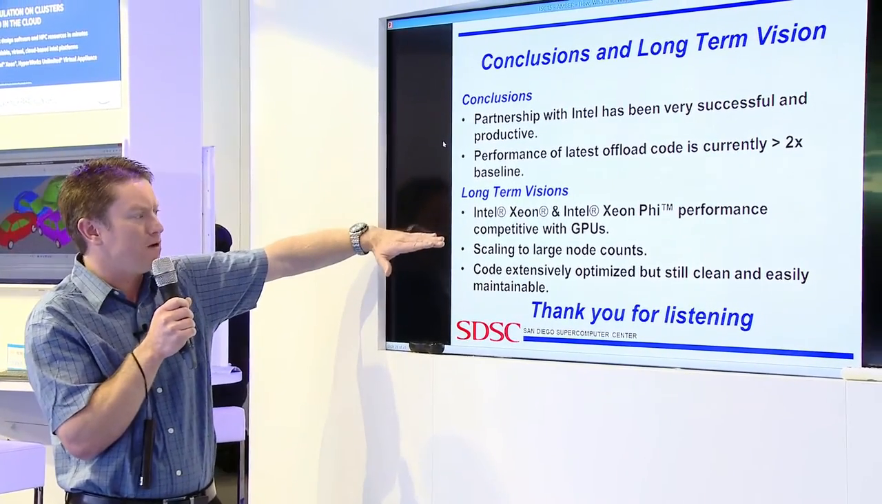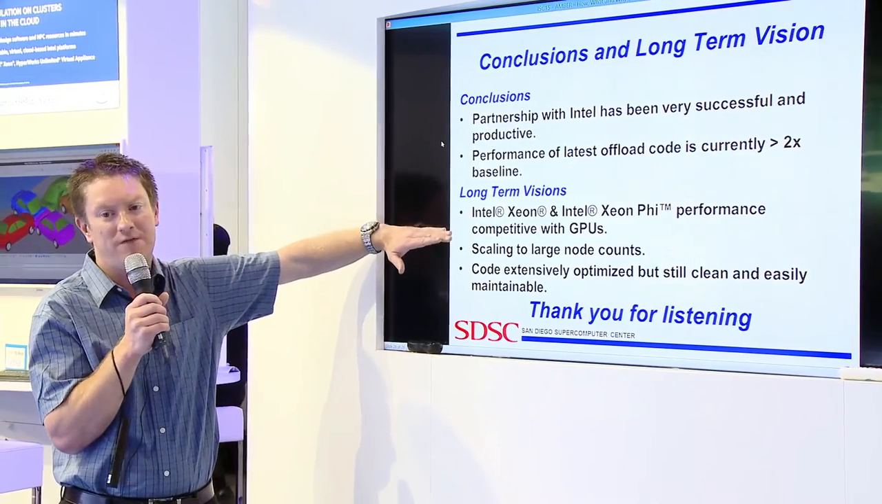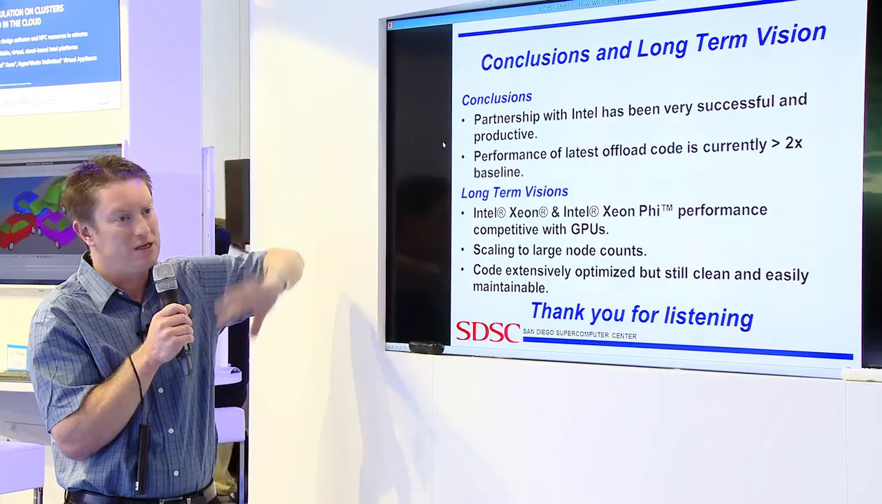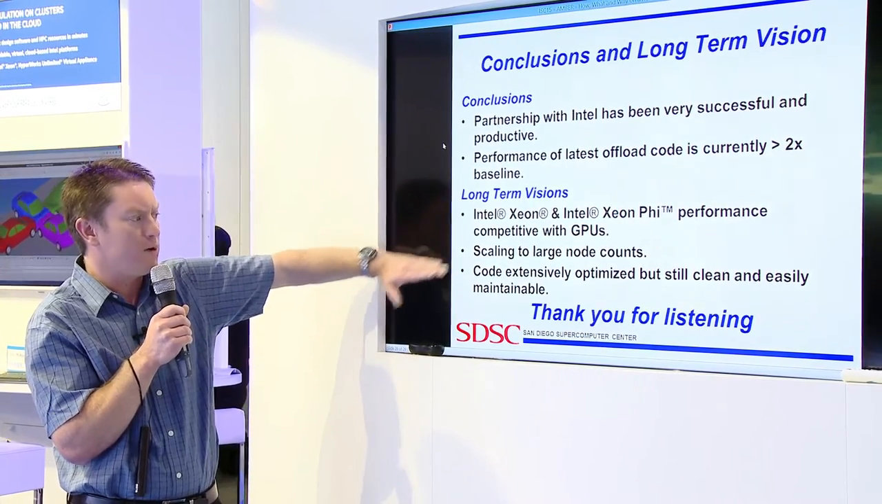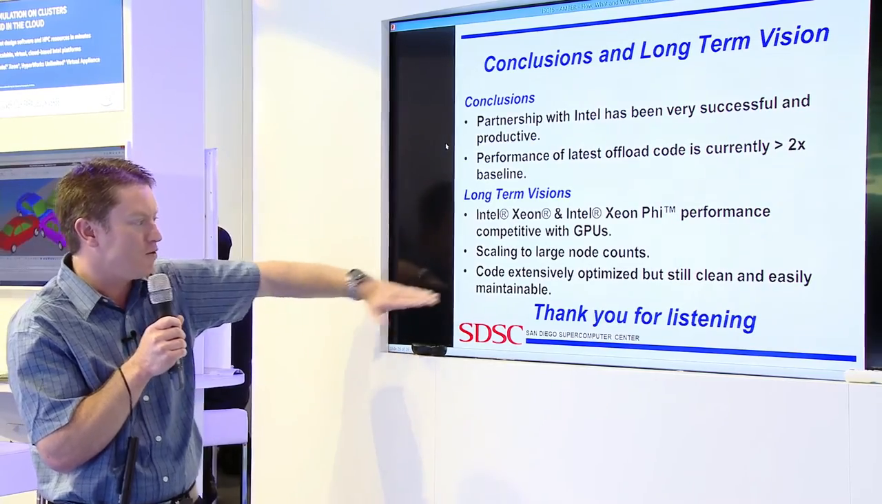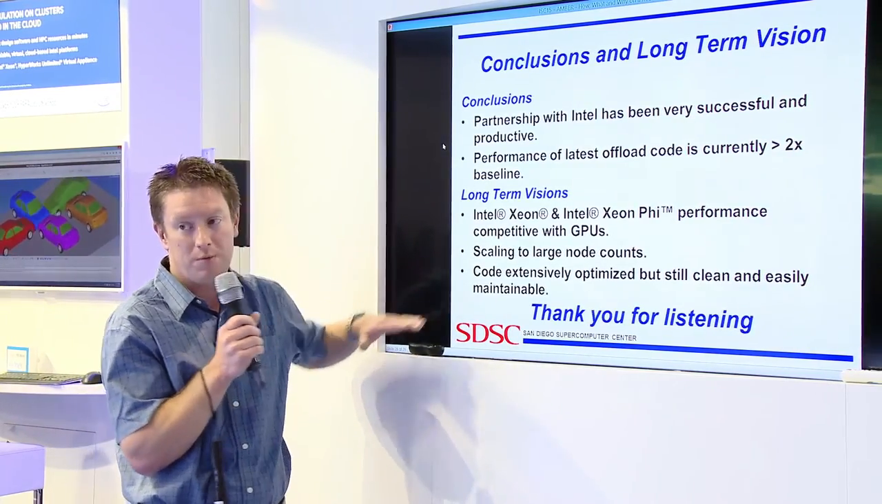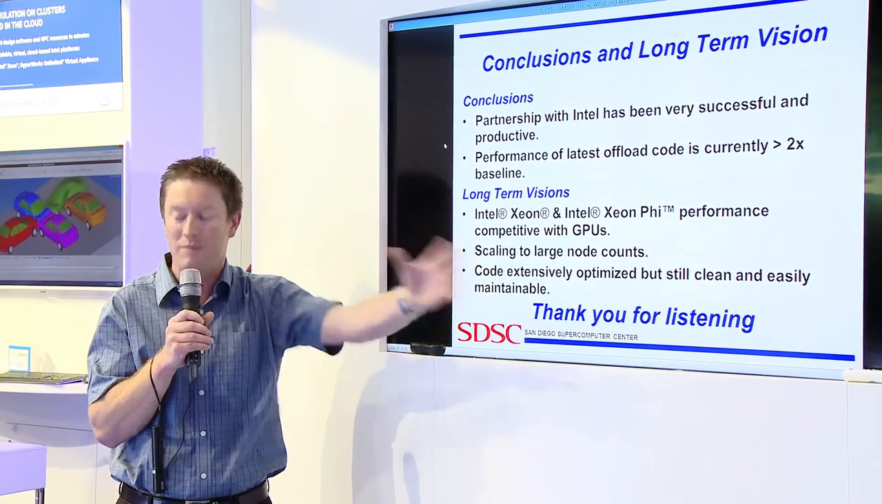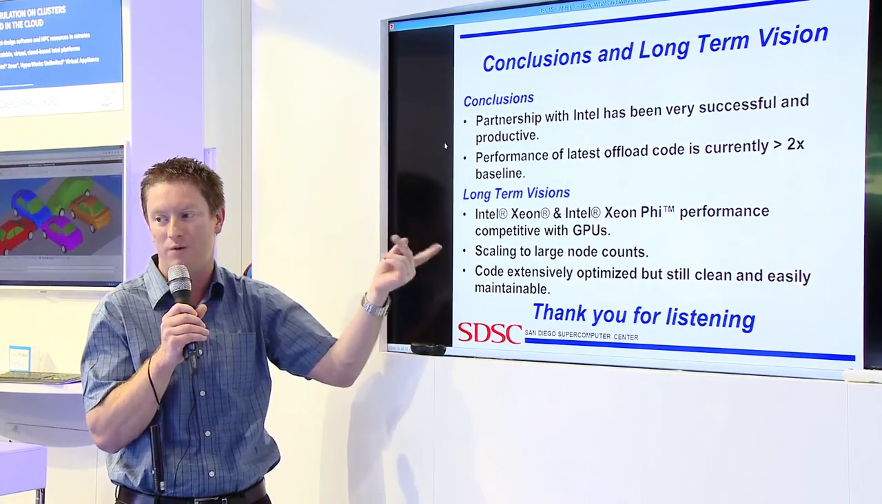And then in terms of our long-term vision, we want Xeon Phi performance to be competitive with what we have with GPUs right now, so we can use both types of machines. We want to be able to scale to large node counts, and we've got different approaches to this. And then the real key is just keeping the code optimized but also maintainable, which is something we haven't been able to do with the GPU versions we've done, but it's much simpler to do with Xeon Phi.